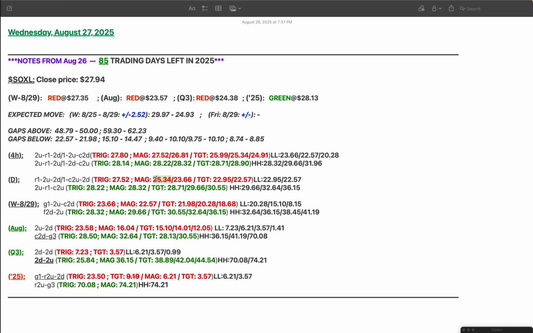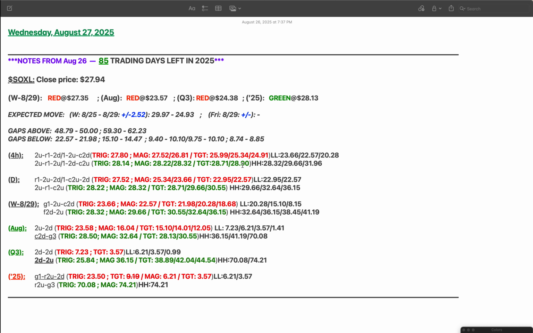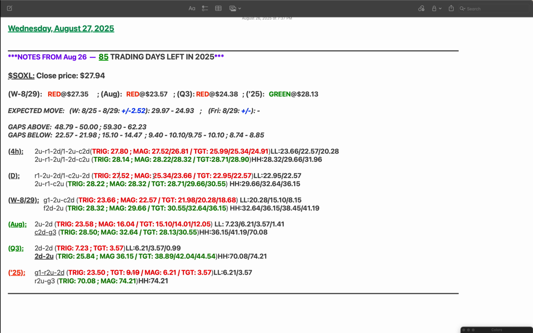So this is one of those dominoes that we talk about, right? The 4-hour triggers here at 27.80, and the magnitude is 27.52. That magnitude then triggers the day, which gives us an even bigger magnitude. So 27.80 to 25.34. That's $2.50 movement. That's a big movement for SOXL. You can see how 64 cents gives us almost a 2.5% move. So we're looking at $2.50 move. That's 15-20% move for the underlying ETF. So we have that magnitude.